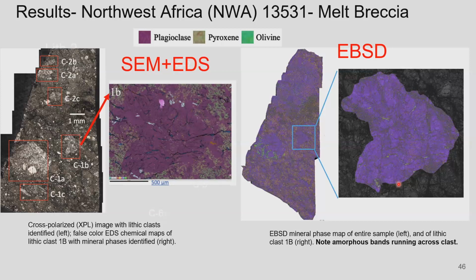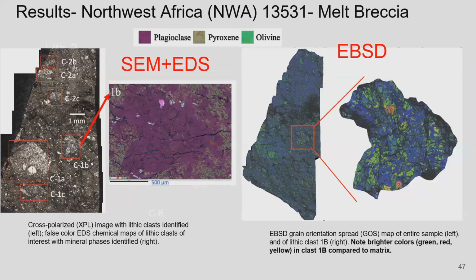And another way we can check to see how deformed the clast is is using what's called a misorientation map. So this map is a little trickier to understand. This is called an EBSD grain orientation spread, or GOS map for short. And what you'll notice is that there's a whole bunch of colors. You'll see a lot of blues, some greens, some oranges, and some yellows.